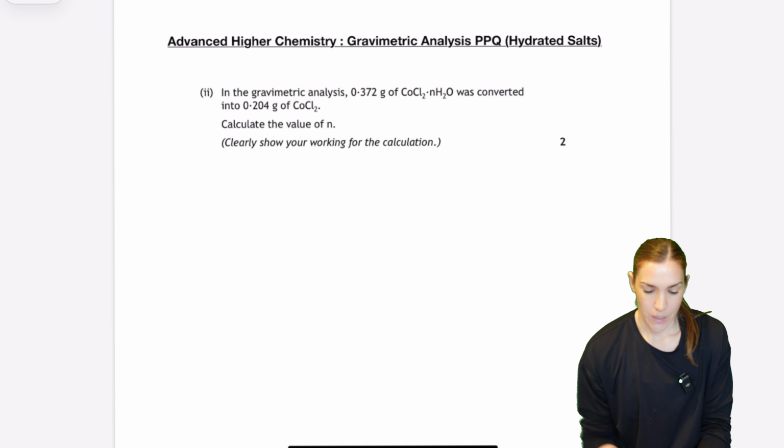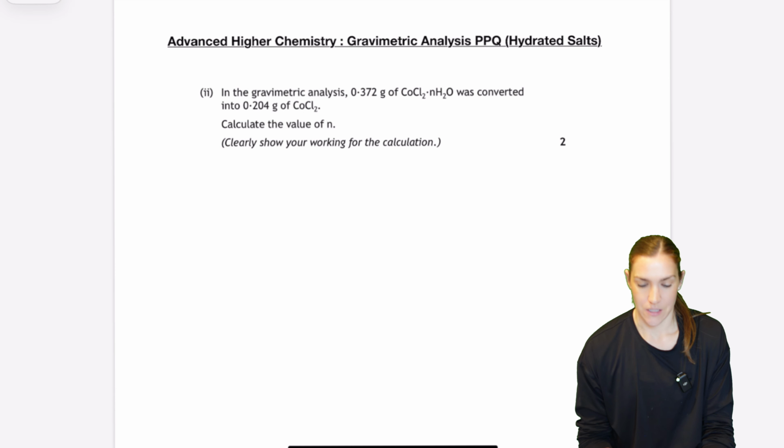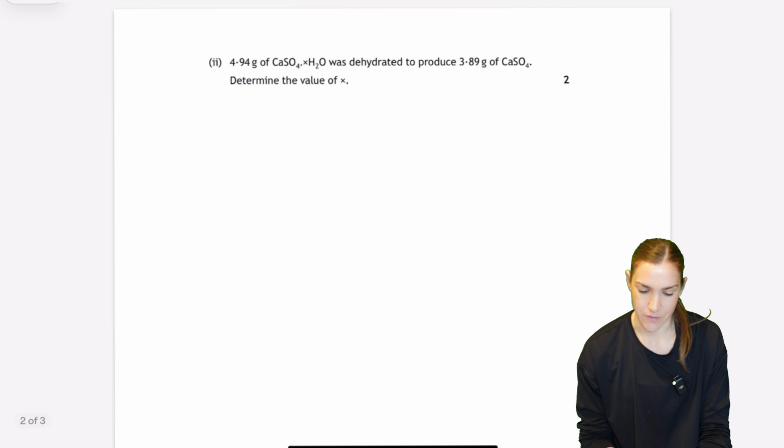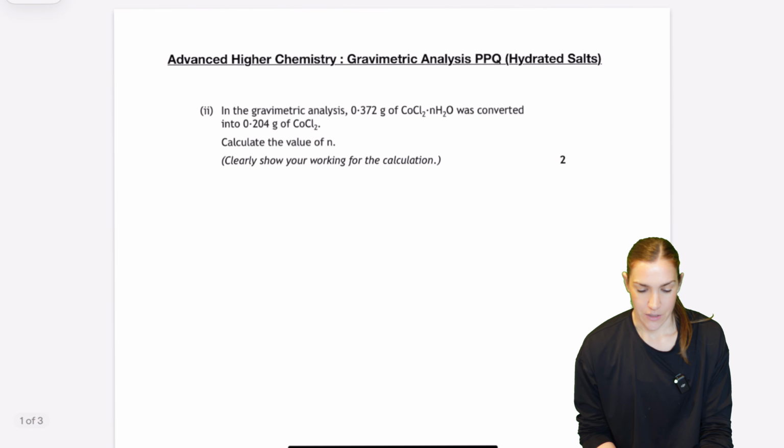The way that you usually identify these questions is where you're asked to calculate a value of n. Sometimes this can be a different letter. You'll see in the next example I've got, instead of n, they've used the letter x. But you're essentially trying to work out how many moles of water are in this salt sample.